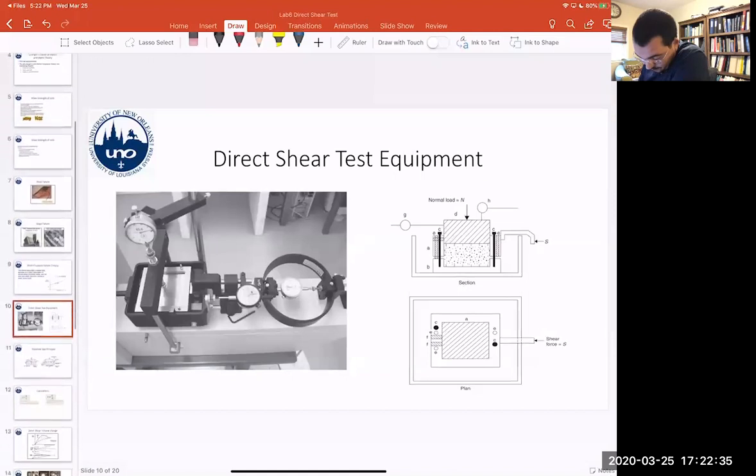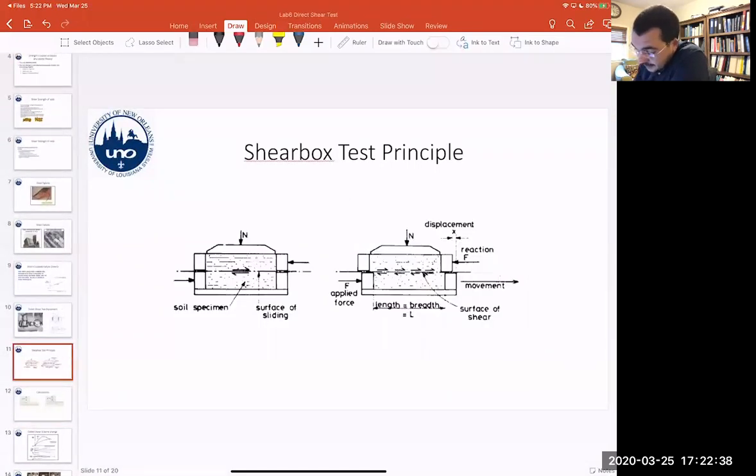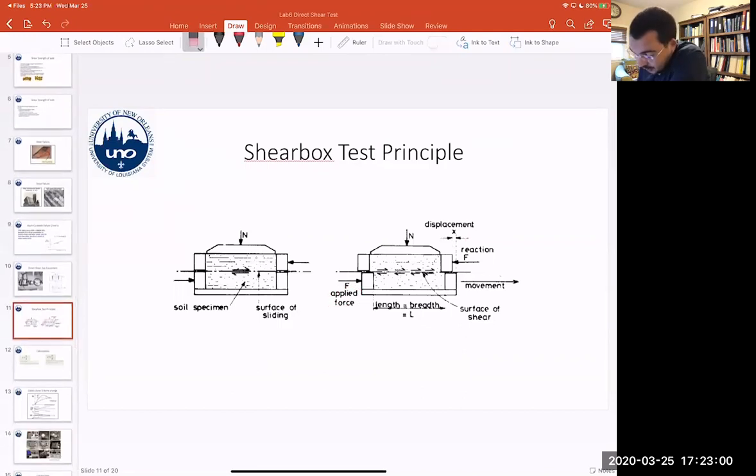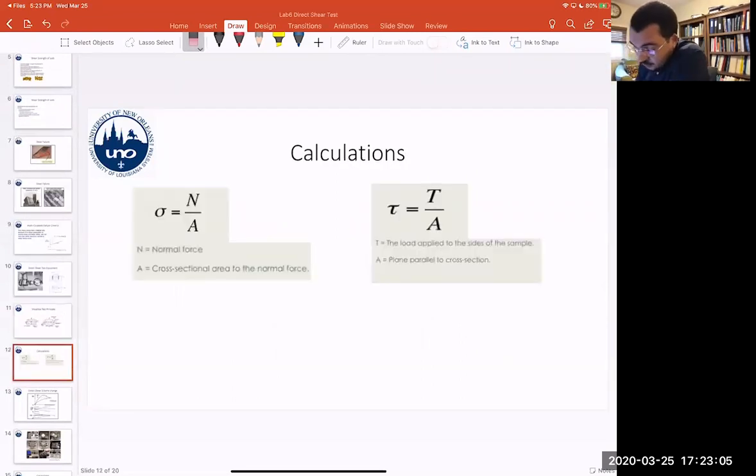So this is the displacement. This is the applied shear force, and this is the reaction by the sample itself to failure. That's the surface, and with that you can calculate the strain, or you can calculate the shearing force. Basically, these two calculations are from mechanics of materials. This is the normal, and this is the cross-sectional area.